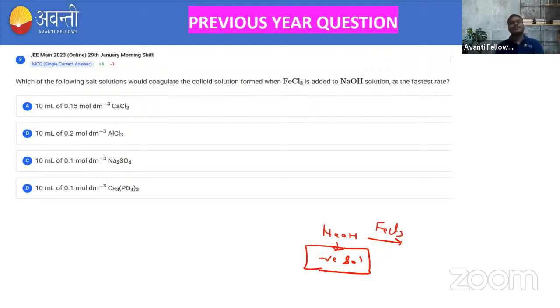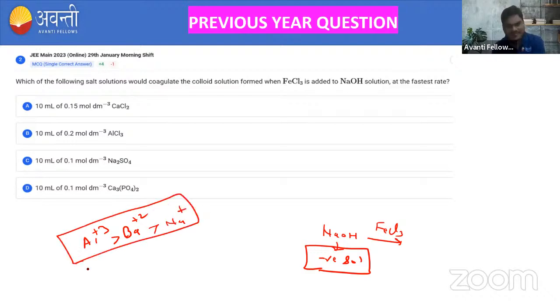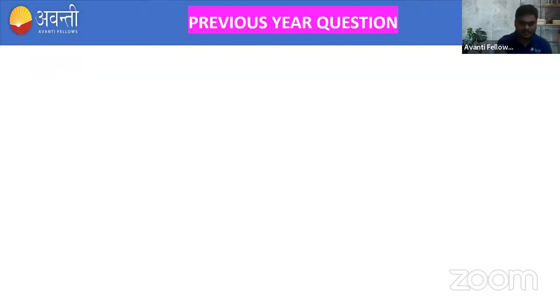So if this is the negative sol, then the one having the more positive charge will coagulate fastest. So obviously Al having +3 charge, then Ca having +2 charge, and then sodium having +1 charge. So out of these, Al having +3 charge, right? So that will form AlCl3, that is 10 ml of 0.2 decimeter cube AlCl3. So this will give us the fastest coagulation.